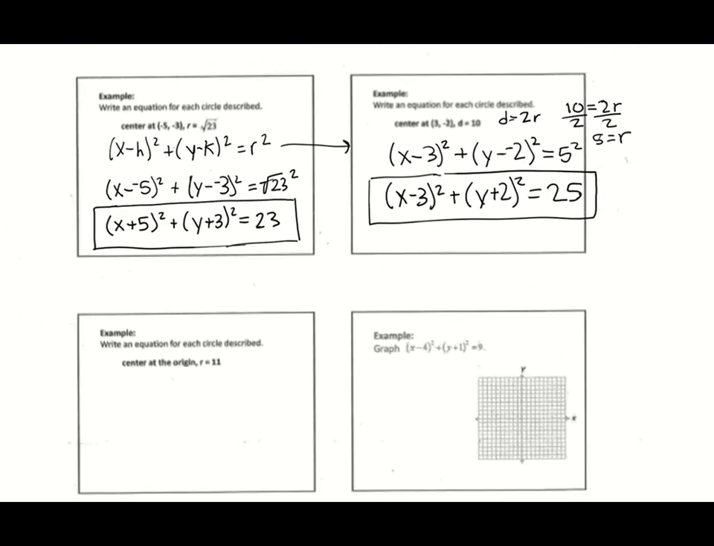Okay, let's move to the next one. Write an equation for each circle described. The center is at the origin, so remember the origin means it is 0, 0, and our radius is 11. So if we have x minus 0 squared plus y minus 0 squared equal to 11 squared, x minus 0 is just x, so that leaves us with x squared plus y squared equals 121.